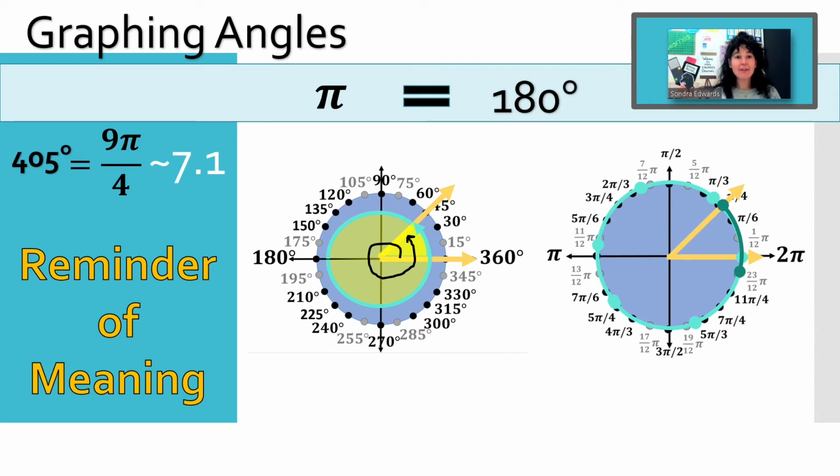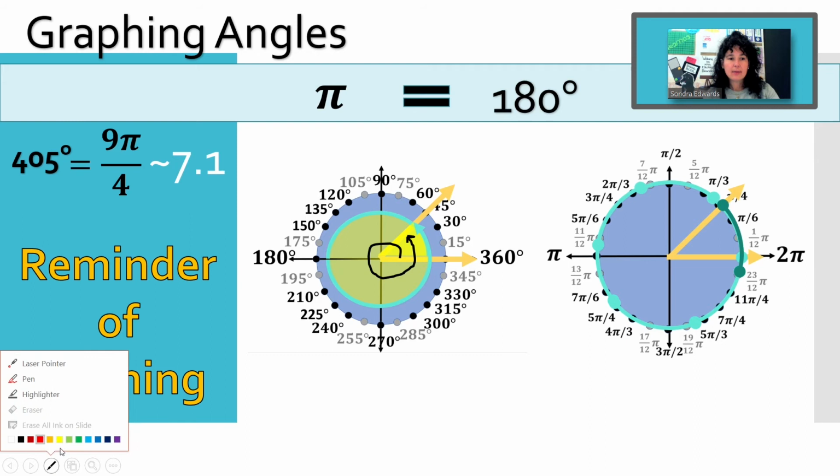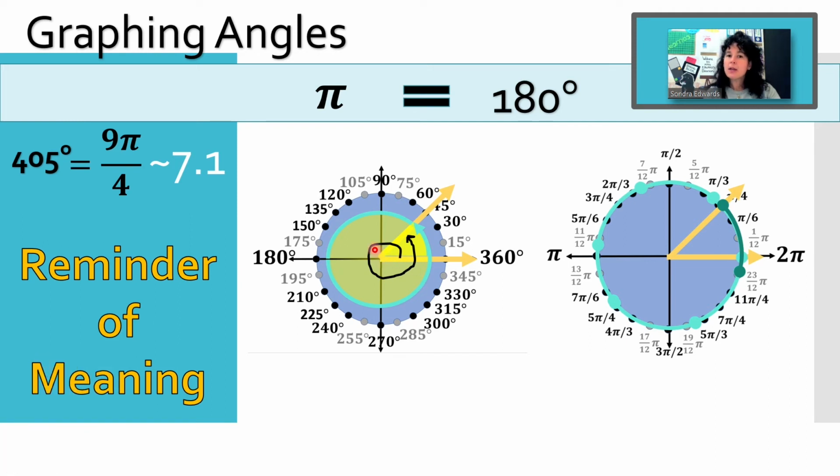Since we have the graph of 405 degrees, or 9 pi over 4 here, let's make an observation. See how we have the initial side. Get my highlighter here. We have our initial side, and when we rotated 405 degrees, this side right here is the terminal side. Terminate means to stop. So it's where this angle stops rotating. So there's our terminal side. Now, the angle measure 45 degrees would have the exact same terminal side.